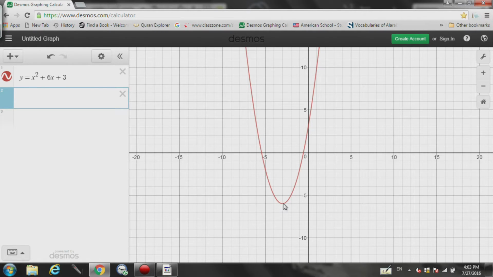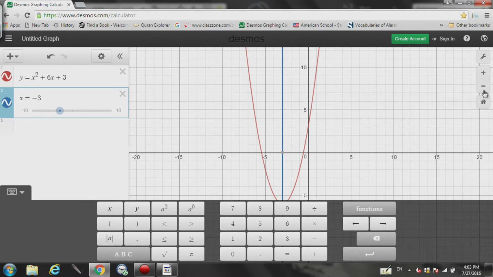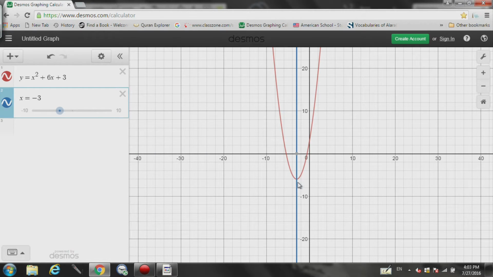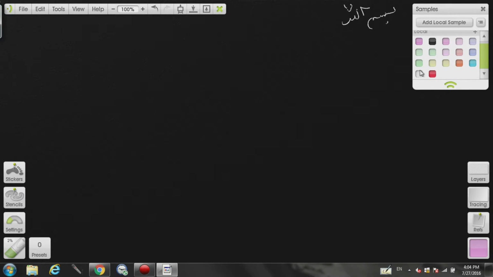What's the equation for the axis of symmetry here? The equation for the axis of symmetry would be x, it's a vertical line. Vertical lines have x equals something equation. X equals -3. It's going to go right through the vertex right there. So this is a parabola. It's a quadratic function. Okay? So, I told you that this is a quadratic function.